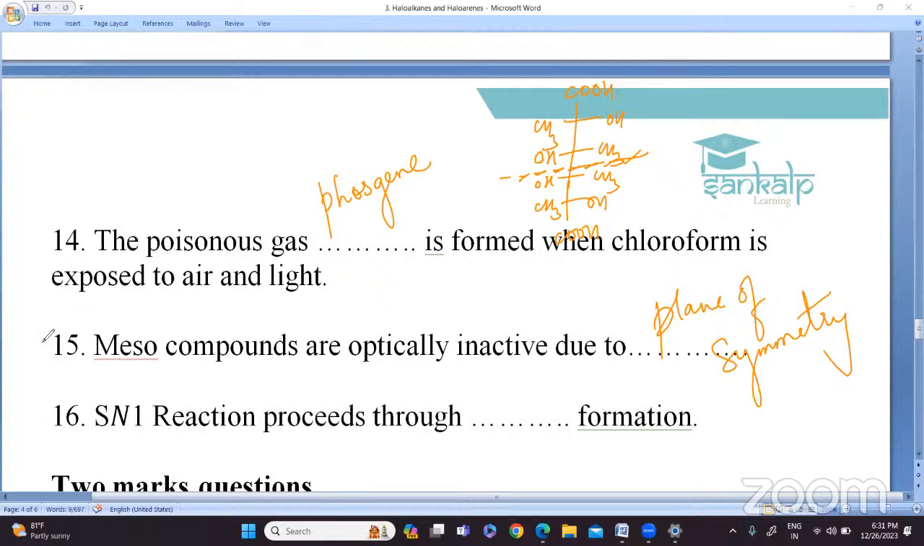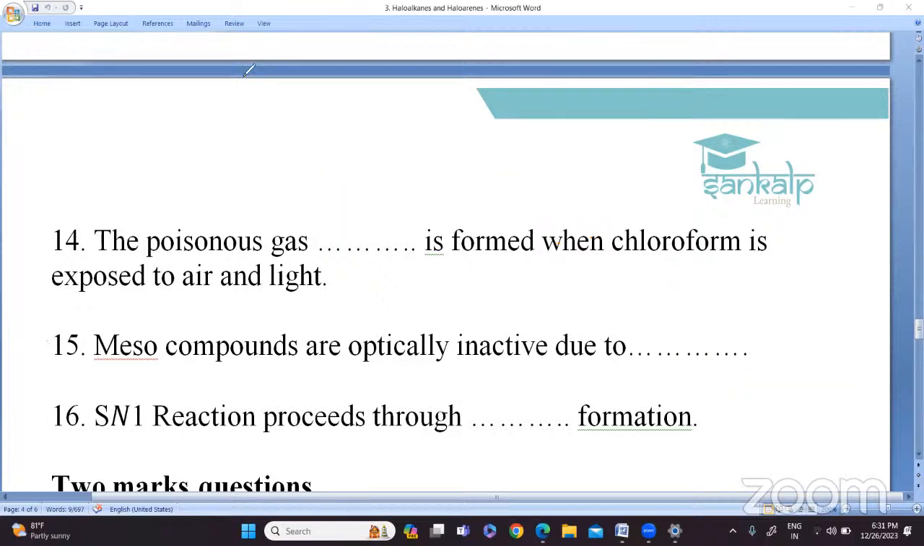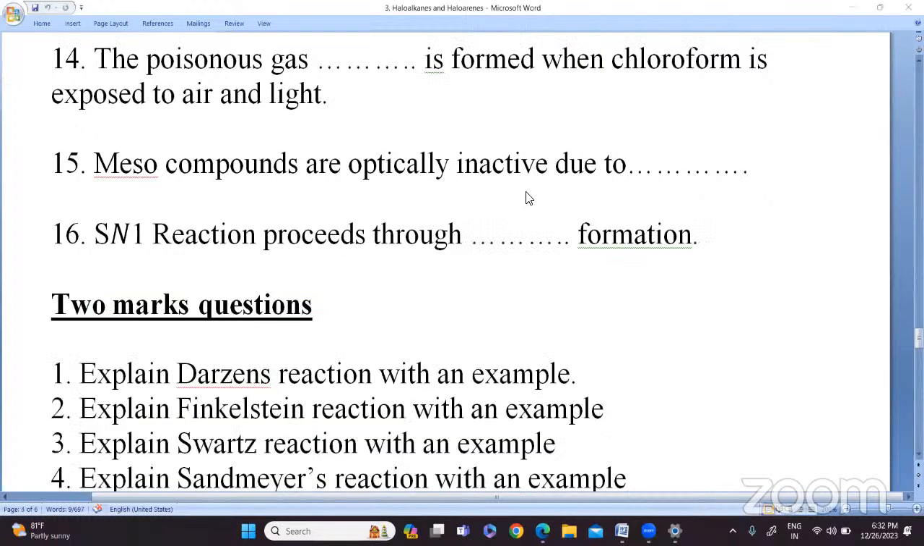Okay. Next question. SN1 reaction proceeds through dash formation. We have discussed the SN1 reaction and SN2 mechanism, right? The SN1 reaction proceeds via two steps. The first step is what? It proceeds through carbocation formation. The answer is carbocation formation. Is it right? These were some of the fill in the blanks from this particular chapter. I hope it is clear.